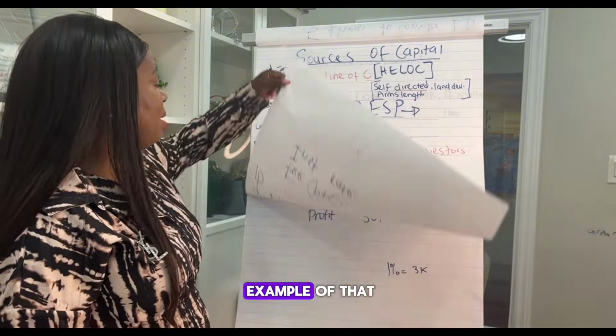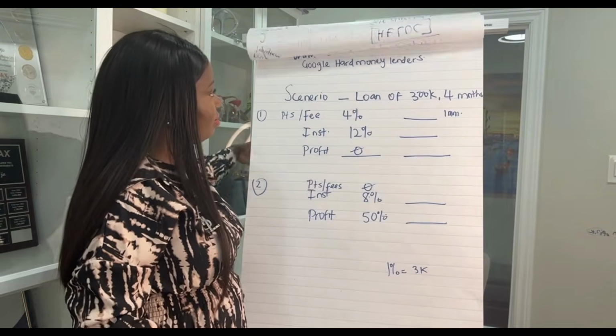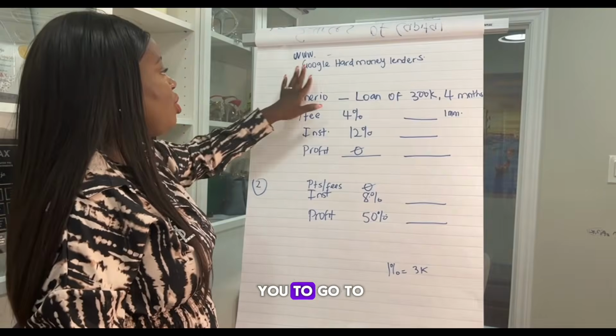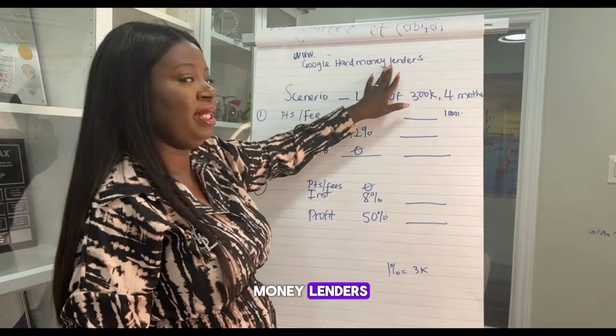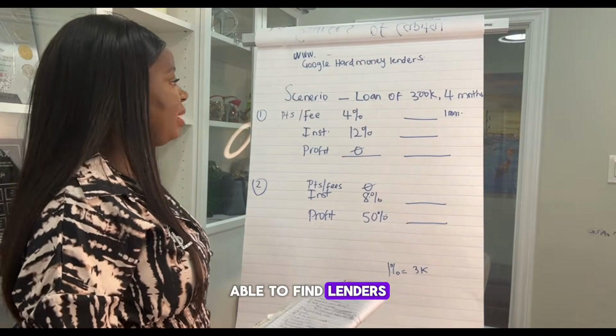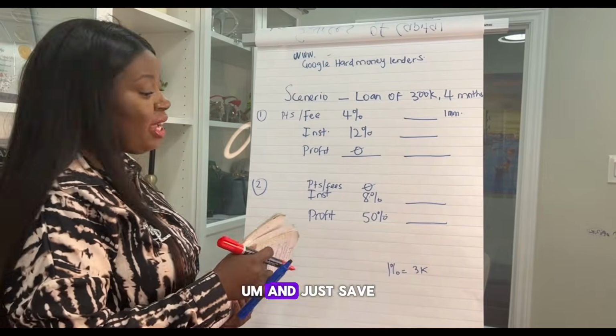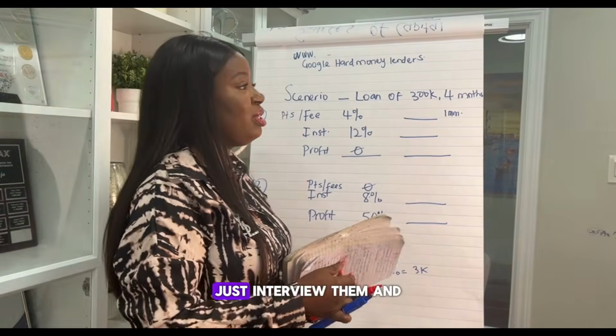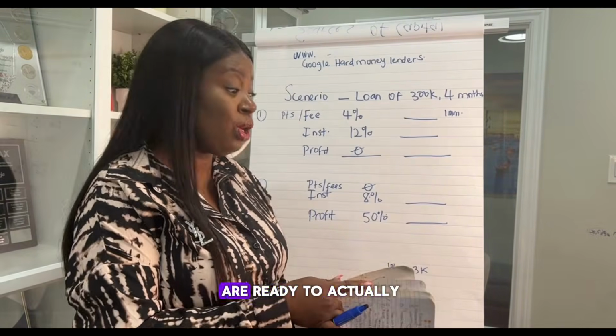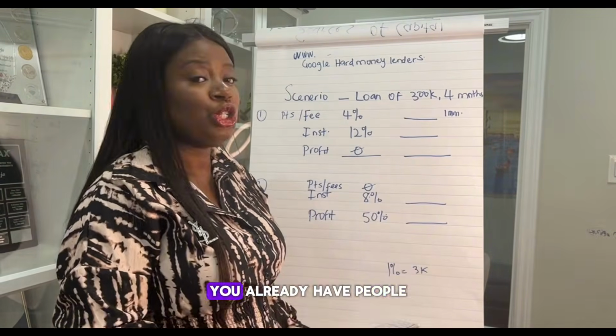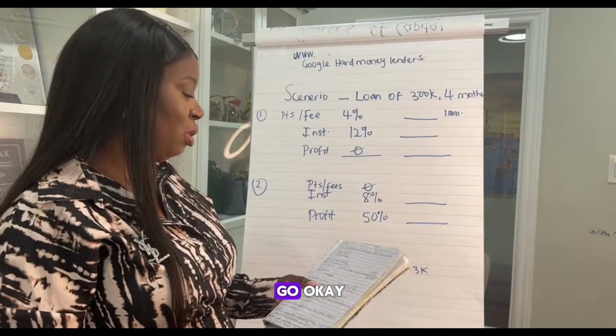So let's give an example of that. You can Google private money lenders, and you'll be able to find lenders that can lend you some funds if you're interested. And just save some of those contacts, right? Just interview them and save them so that when you are ready to actually fund a deal, you already have people that are ready to go.